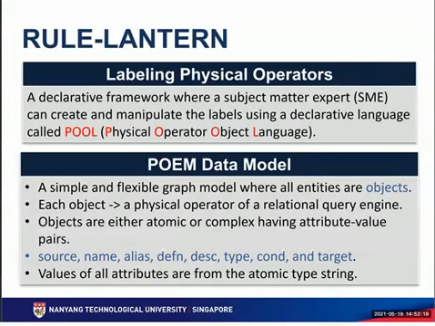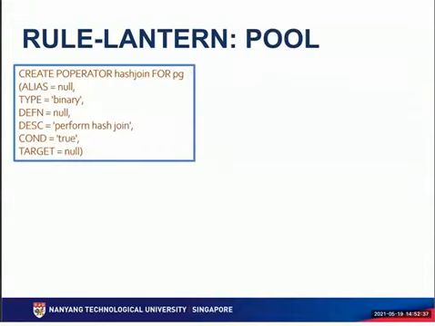The condition attribute takes a Boolean value to indicate whether a specified condition, for example, a join condition, should be appended to the natural language description of an operator. Values of all attributes are taken from the atomic type string. The data definition in Pool allows one to declaratively create physical operator objects associated with a specific RDBMS. An example statement to create a hash join operator object in PostgreSQL is shown here. Specifically, the attribute value pairs are declared here by a subject area expert.